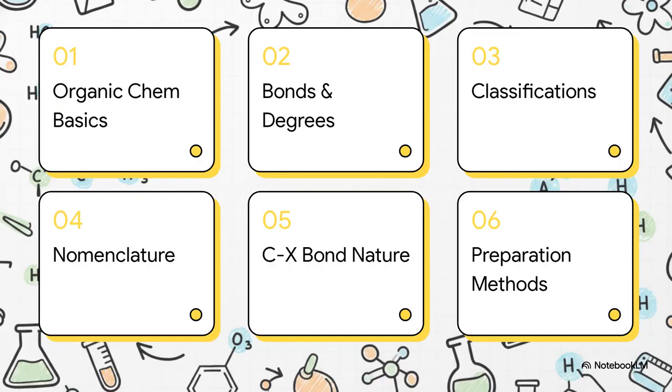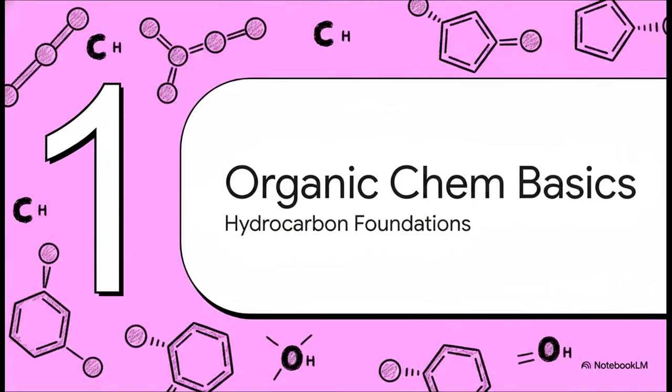Here is our super straightforward roadmap for today. We'll start with organic chemistry from scratch, then move into bonds, degrees, and hybridization. Classifying halo compounds, the art of naming, the nature of CX bonds, and finally, preparation and the Grooves process. Okay, let's jump right into Section 1, Organic Chemistry from Scratch, the Foundation of Hydrocarbons.